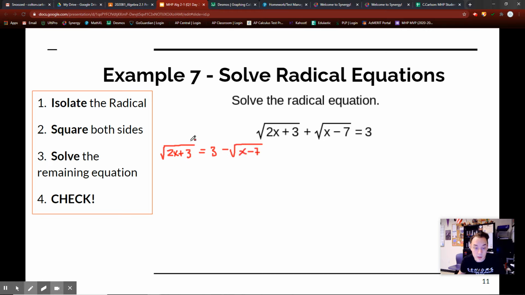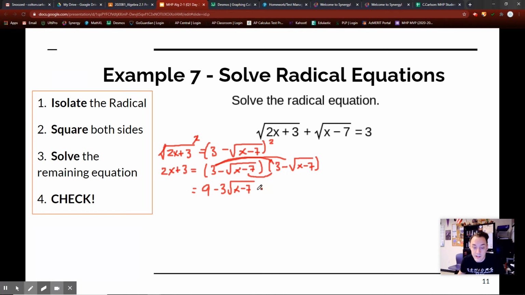I'm going to square both sides. So when I square both sides, it's going to look like this. 2x plus 3 equals 3 minus radical x minus 7, times 3 minus radical x minus 7. I'm going to FOIL it out, but I'm going to keep this left side just chilling. So 3 times 3 is 9. 3 times a negative radical x minus 7 is minus 3 times radical x minus 7.